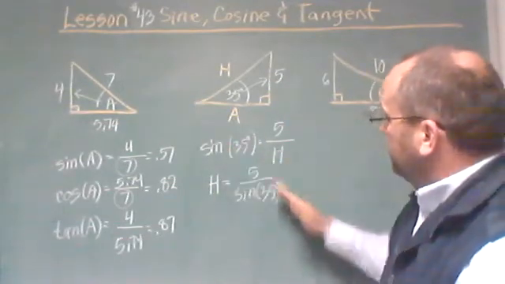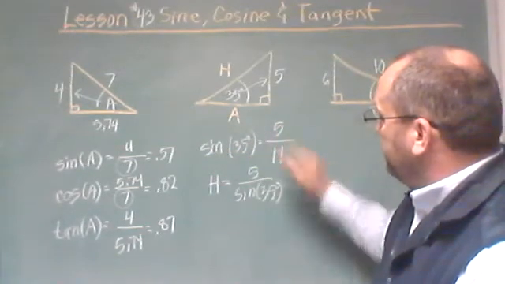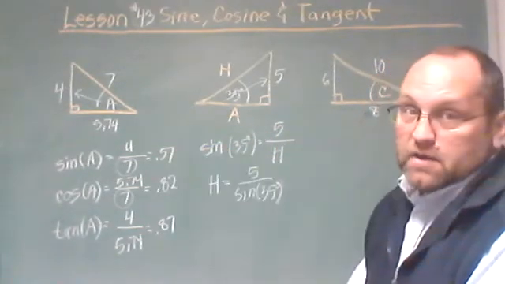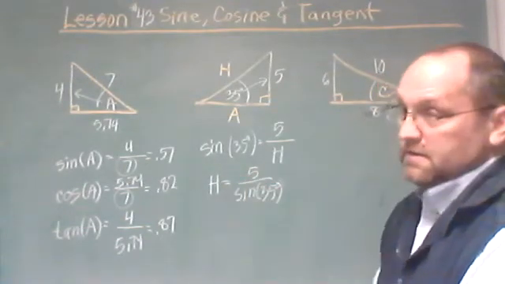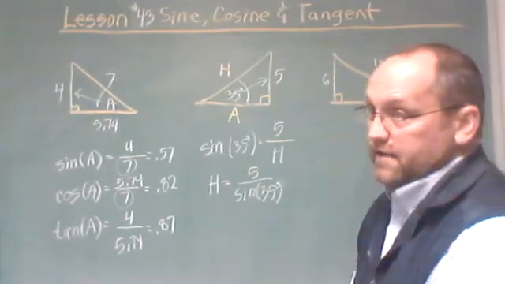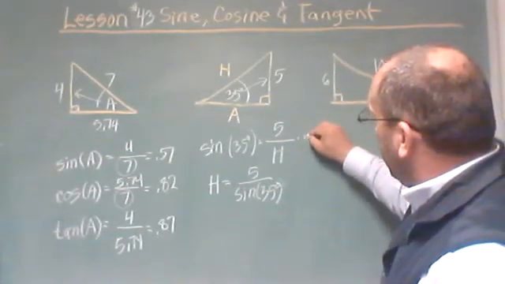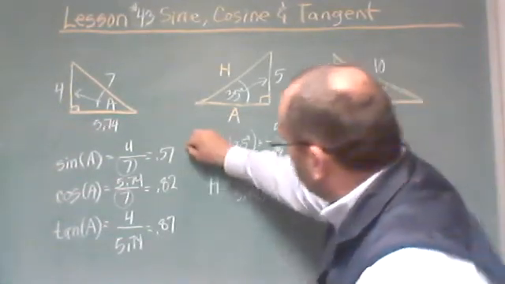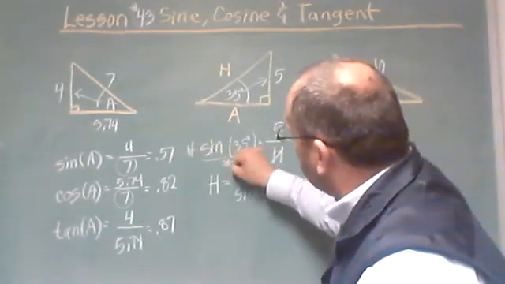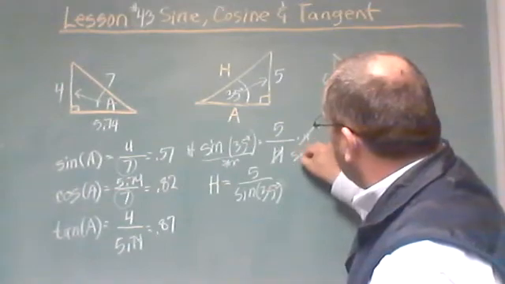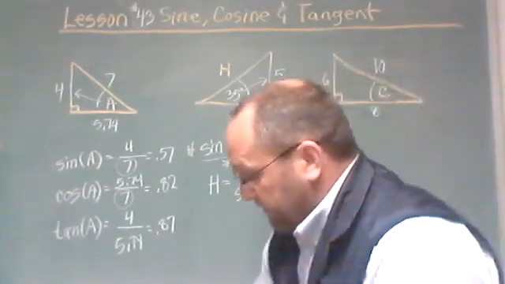If I cross-multiply, I get H sine 35 equals 5, then I must divide out that sine of 35, okay? So I hope that didn't confuse you there. What I did here is I multiplied by H to get rid of it. I brought the H over here. Then I divided out this sine function, and it becomes 5 divided by the sine of 35.